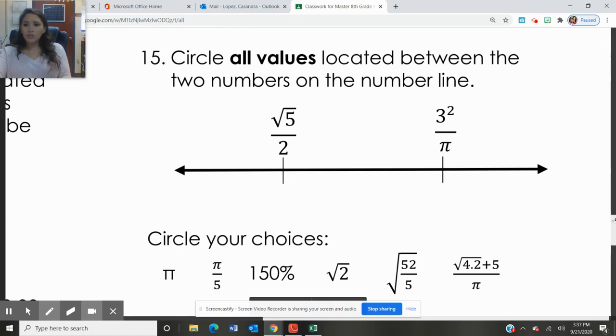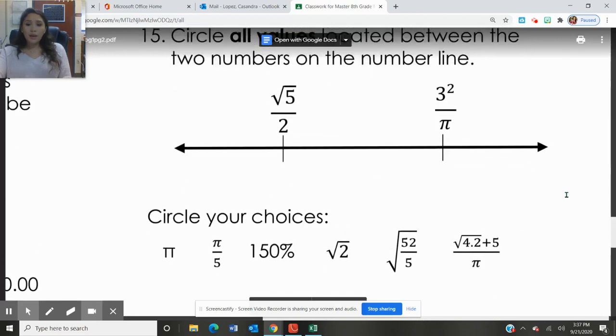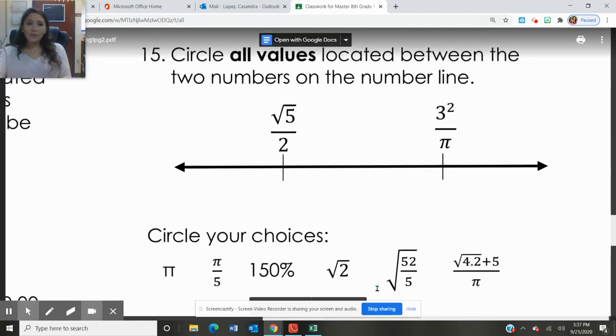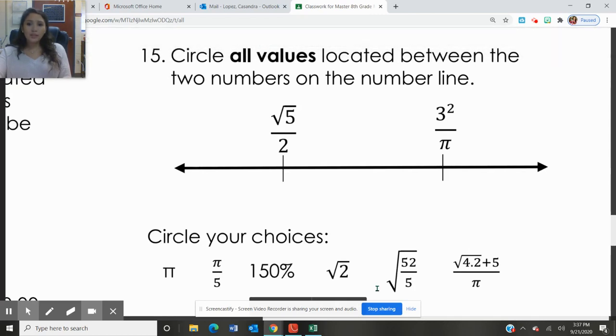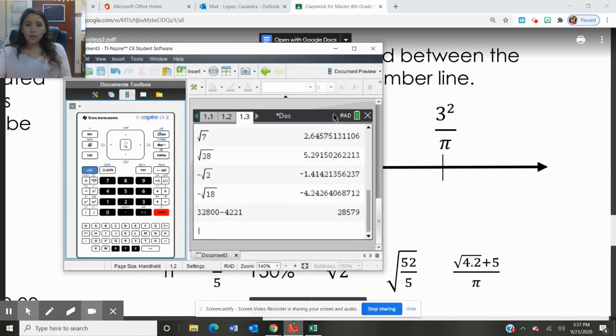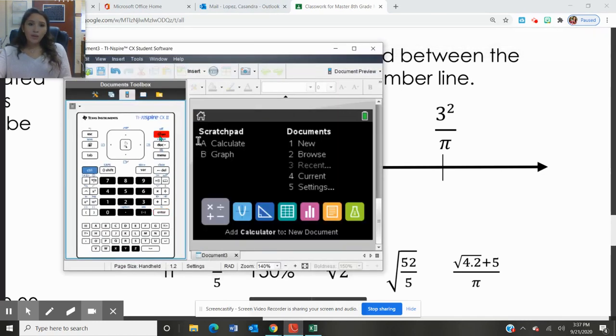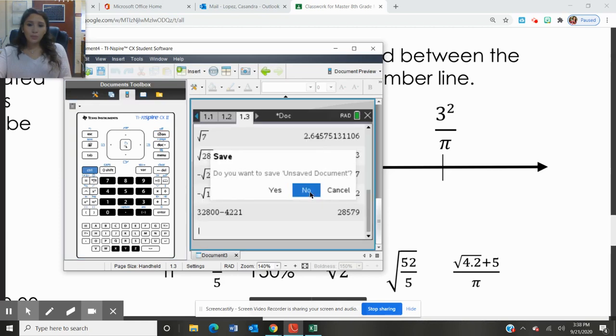There's a couple ways you can do this. You can either convert each of these to decimals and then go on from there, or we can have our calculator order it for us. I think the calculator ordering it for us is going to save us time and be more accurate. So I'm going to go ahead and open up my calculator window. I'm going to press the on button and I'm going to press 1 and I'm going to press no.